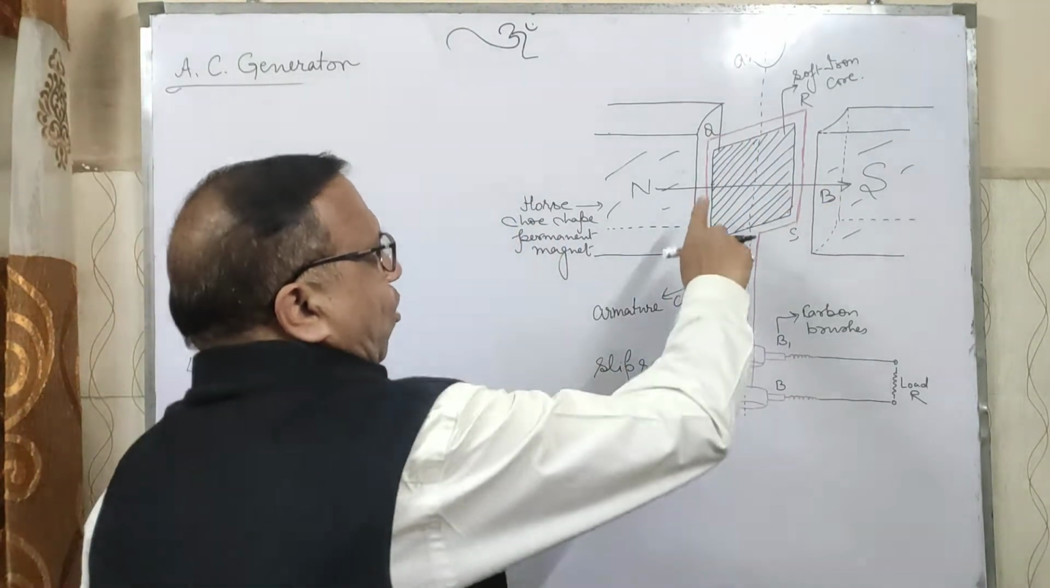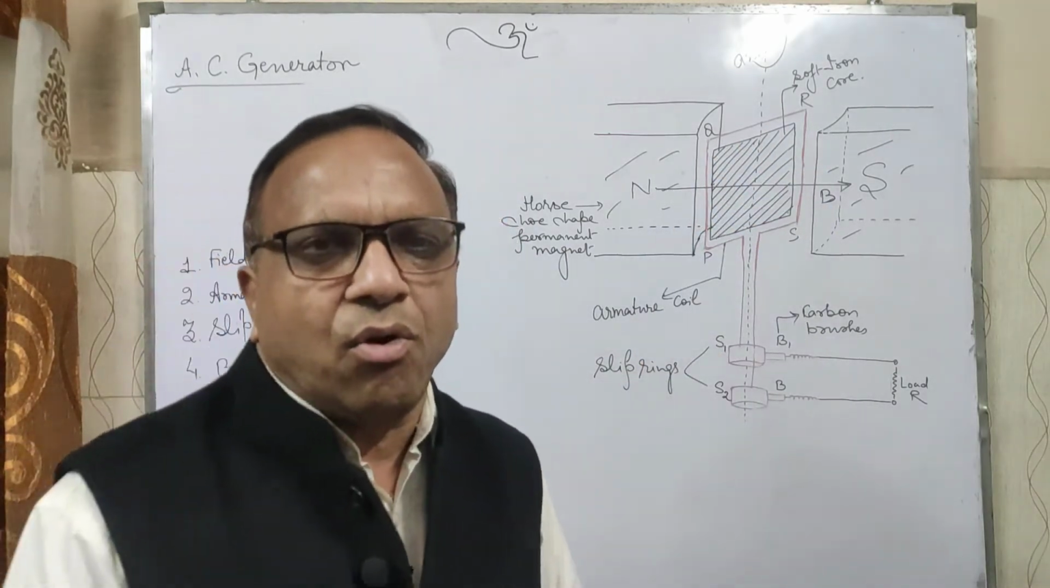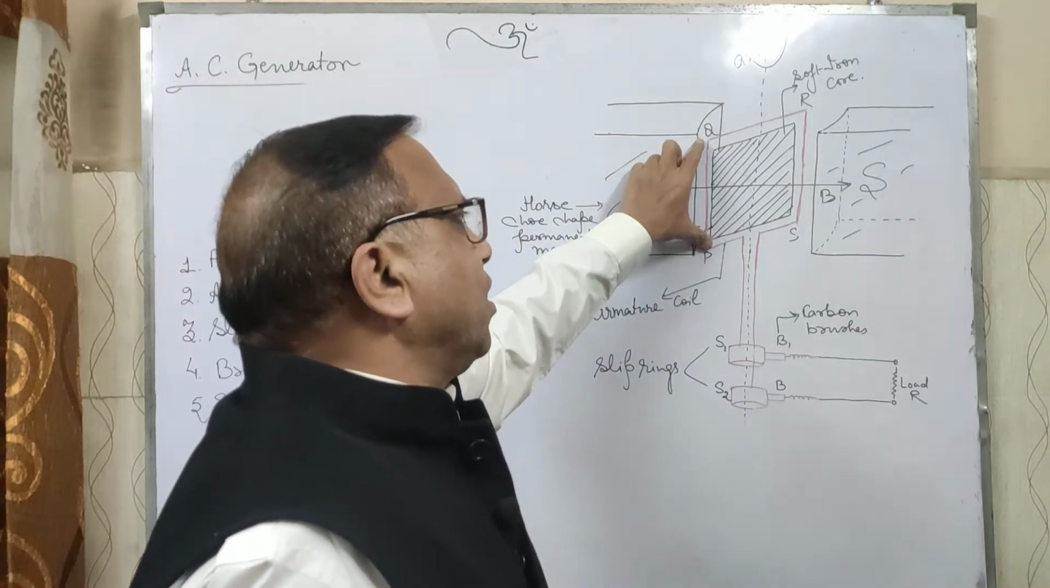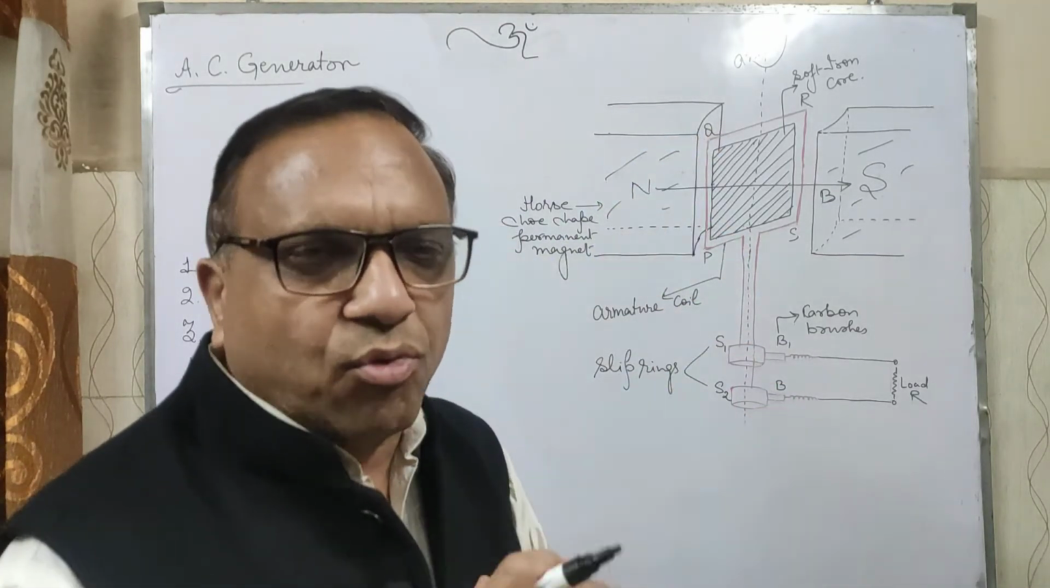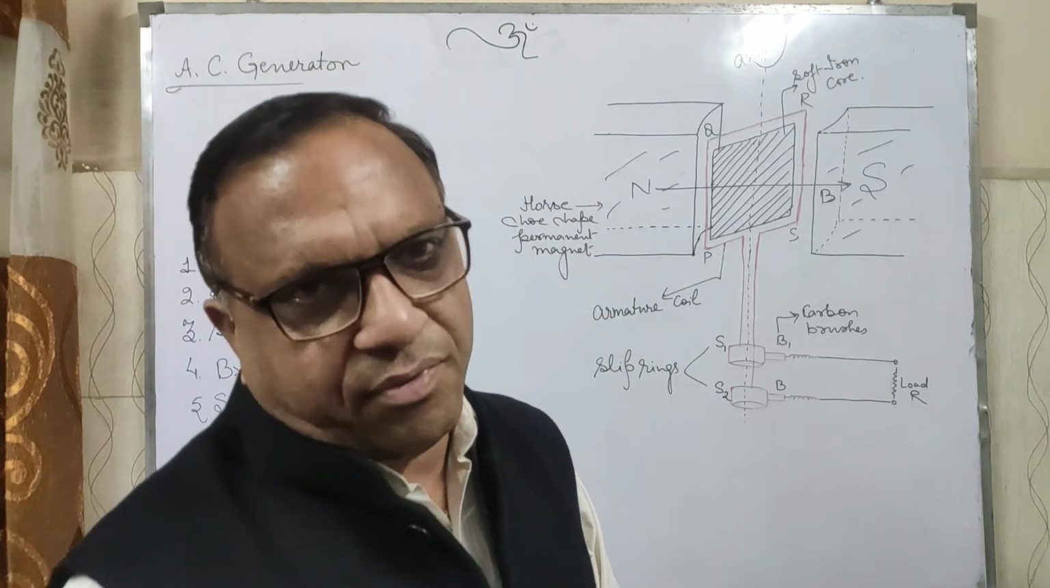In between the coil there is a soft iron core. Why do we use a soft iron core? By this, the number of magnetic field lines passing through the coil increases. It is a ferromagnetic substance.